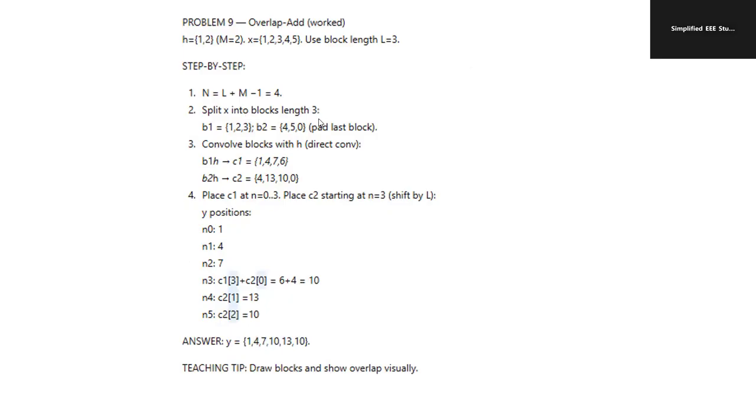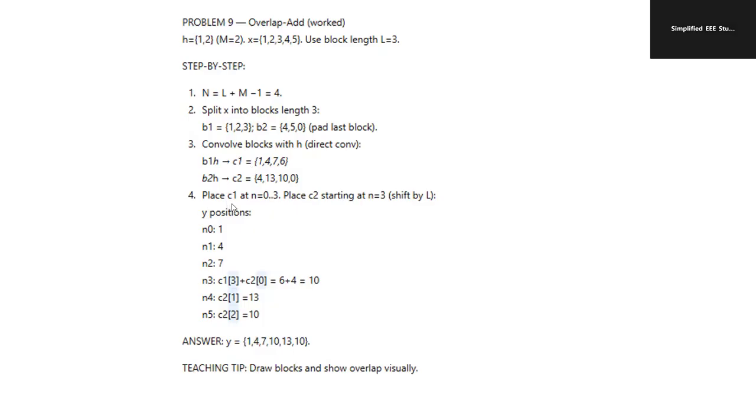Split the blocks of length 3 into two segments. So the first half is 1, 2, 3. The second half is 4, 5, 0. Then you have to do the convolution. Perform element-wise multiplication. So B1 of H you are getting, B2 of H also you are getting. B1 of H is called C1, B2 of H is called C2. Make a note of B1, C1 and C2.